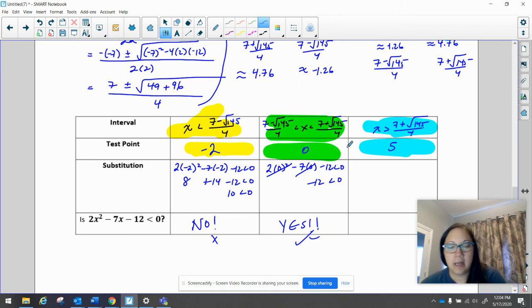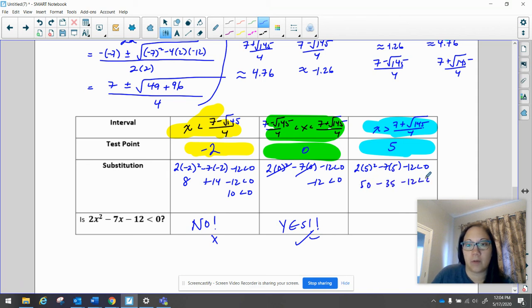We're kind of assuming this is going to be a no, following patterns we've noticed before, but let's just test it out and make sure. So 2 times 5 squared minus 7 times 5 minus 12 is less than 0. 5 squared is 25 times 2 is 50, minus 35 minus 12 is less than 0. That's 15 minus 12, so I get 3 is less than 0, and that's a no. So this is my answer region.